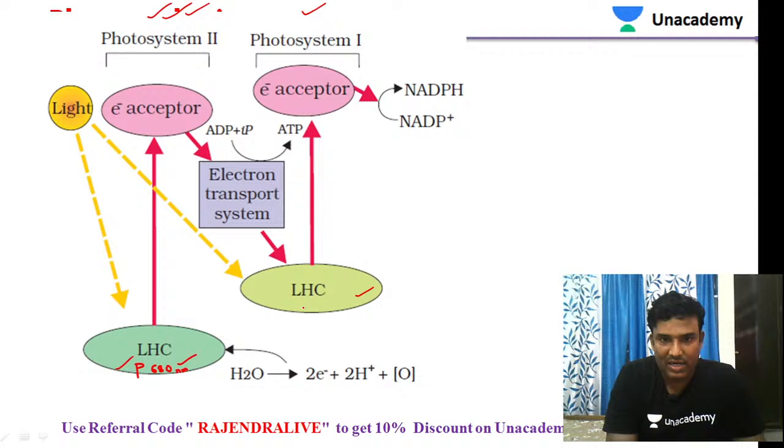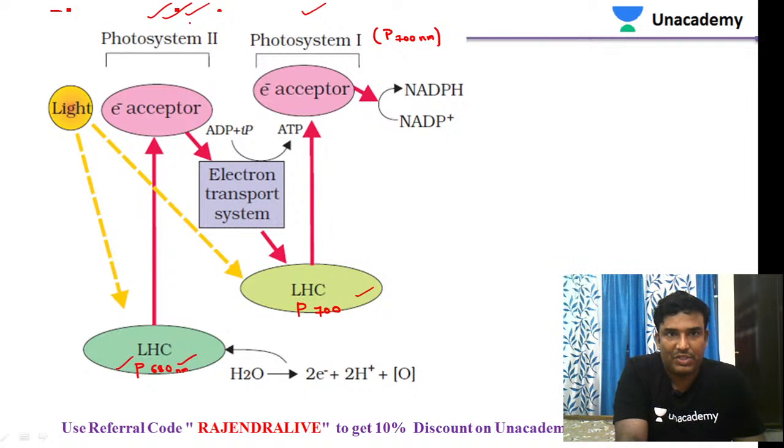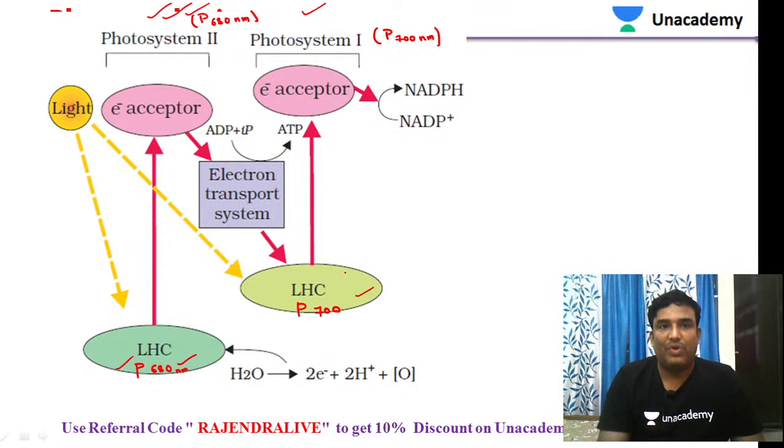Similarly, in this light harvesting complex, you have another photosystem, that is P700. Photosystem 1 is considered as P700. It absorbs light at 700 nanometers, and photosystem 2 is P680, absorbing light at 680 nanometers. In this diagram you can see there is an electron transport system also present, with the light harvesting complex, electron acceptor, and sunlight as the source.